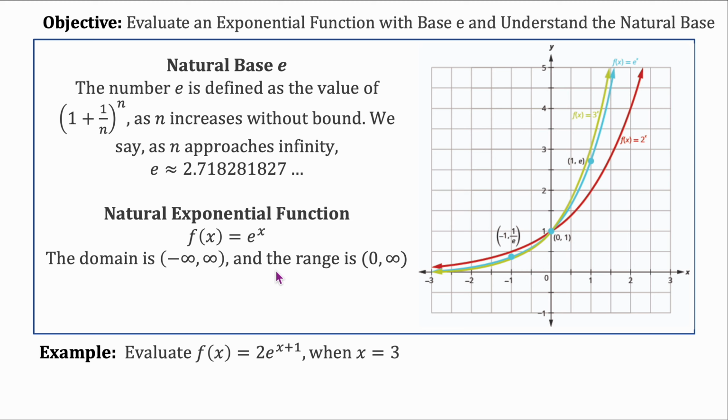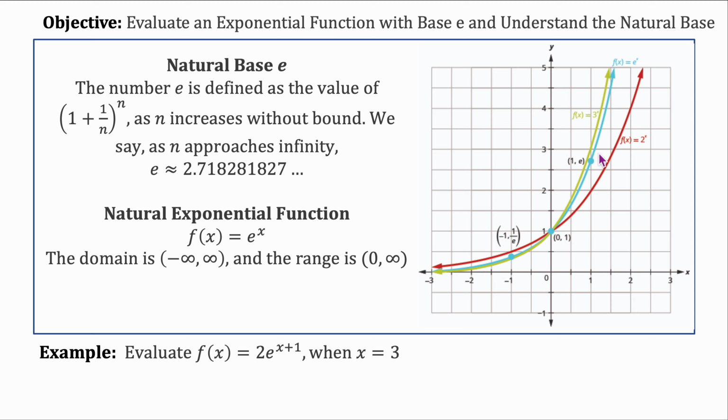Now, the natural exponential function is f of x equals e to the x, and the domain of that is negative infinity to positive infinity. Now, there is a horizontal asymptote, so the range, it will skim closer and closer on the left end to 0, but it can go all the way up to infinity.